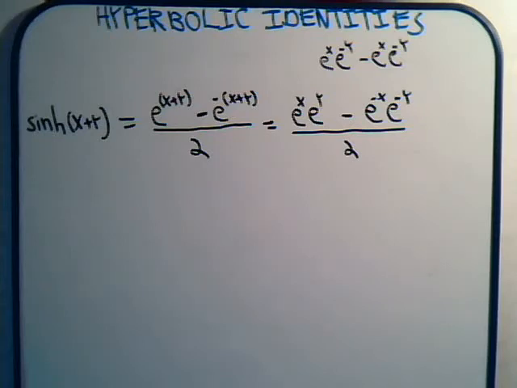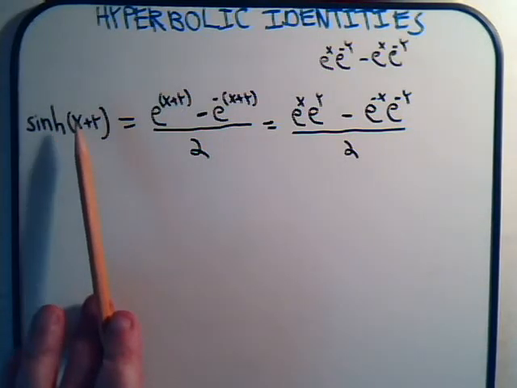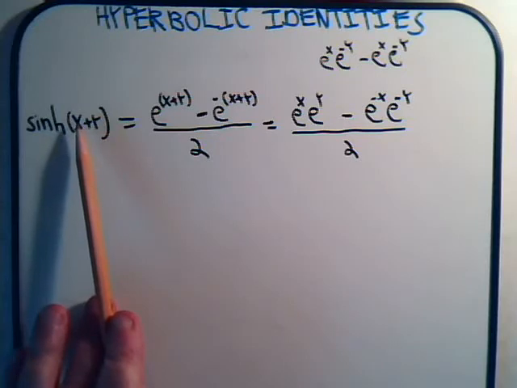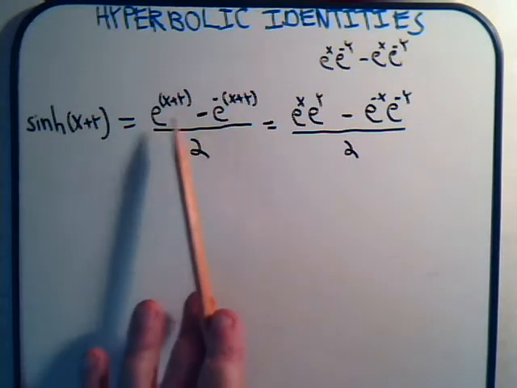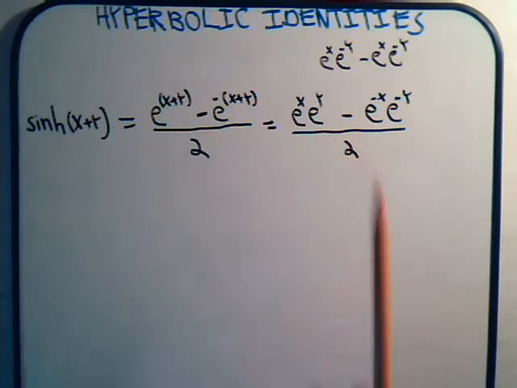Okay, in the last video, we derived an identity for the hyperbolic sine of x plus y, and we started out with the basic definition, which got us to this step here, and once we looked at that, we realized it's not going to get us very far. So here we had to be a little bit creative, and we said, well, look at this term here.